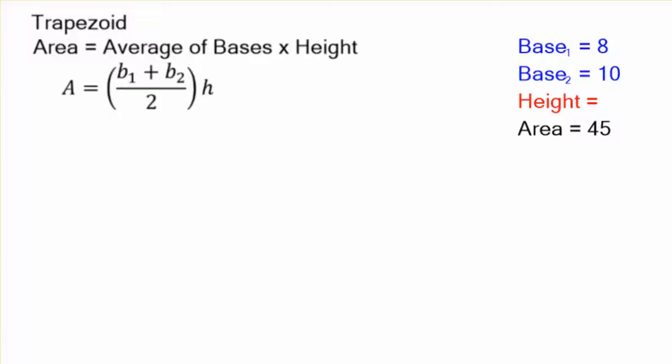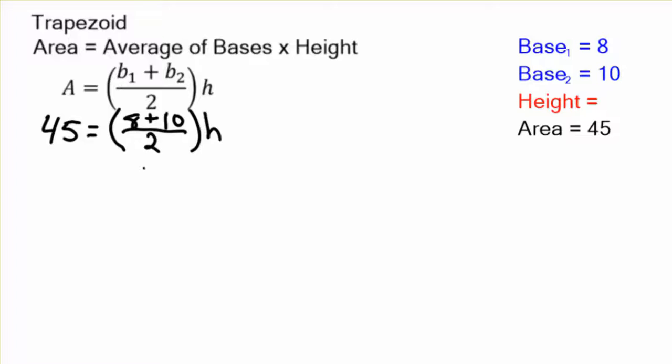So what if they don't give you the height, but they give you everything else? Well, again, all we're going to do is plug everything into that formula. Instead of area, write 45. And you plug everything else in. 8 plus the 10, divided by 2, but you don't know H, so you just write an H for things you don't know.